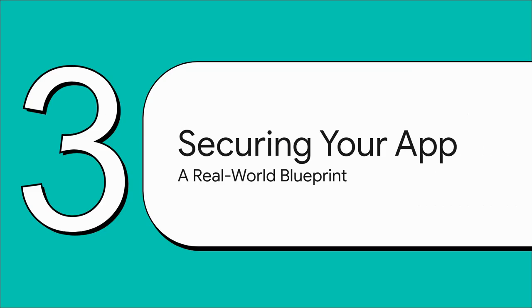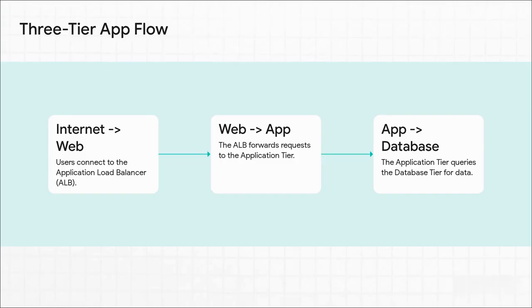We're going to take these ideas and apply them to a classic 3-tier web application. This is the blueprint. This is how you put those walls and guards into practice in the real world. So here it is. This is the only path that traffic should ever take. A user from the internet hits our web tier.